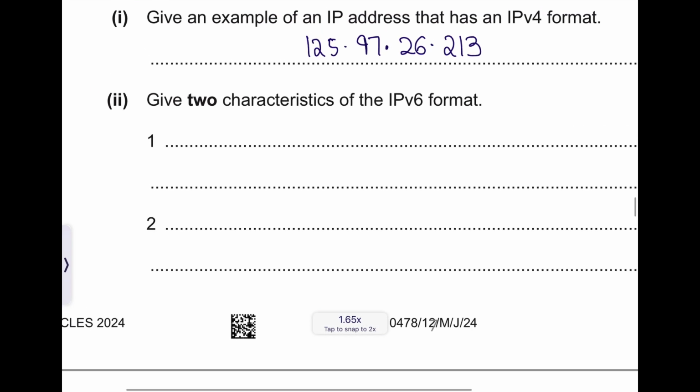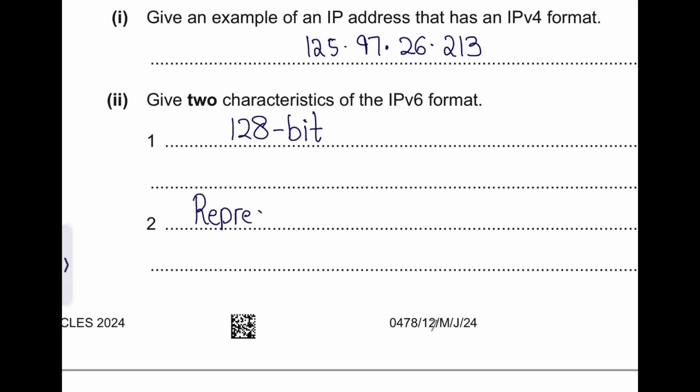Now the second part says give 2 characteristics of the IPv6 format. An IPv4 address is 32 bits, whereas an IPv6 address is 128 bits. So that's one property that you're going to learn, that it's a 128 bit address. And because it's a 128 bit address, we write it and represent it using hexadecimal.